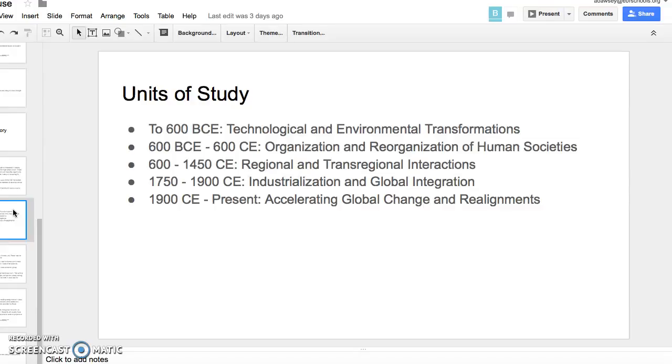So it's a very large course. We tend to break it up, as you can see, by year, and we also break it up into different themes to help the students understand it.